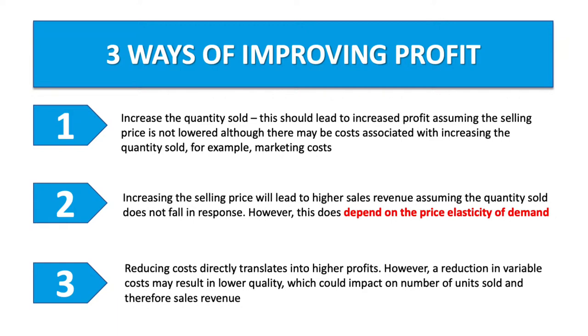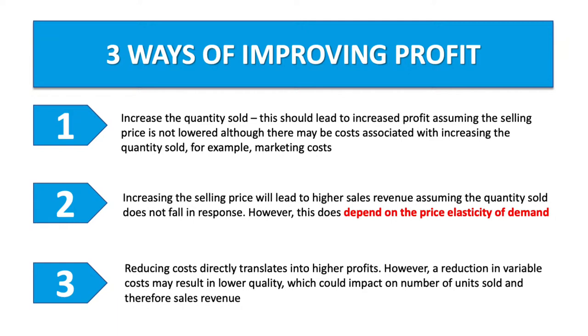Second point, increasing the selling price will lead to higher sales revenue, but again, we're assuming the quantity sold doesn't fall in response to this increase in price. Now, here is a nice link that we can make to another area of the specification. This depends on the price elasticity of demand for the product. Obviously, if we've got price elastic demand and we increase the selling price because there's a number of different substitutes likely to be available for that product, then the quantity demanded would fall more than proportionately to the price increase. So be careful there, always linking price elasticity if you can. It's a nice counterbalance to your analysis.